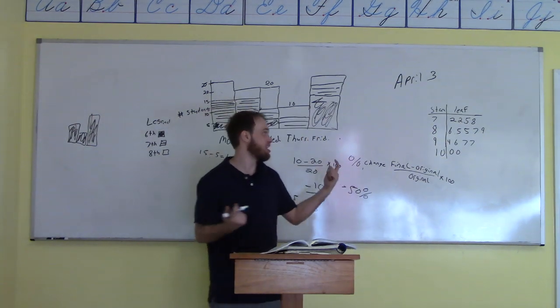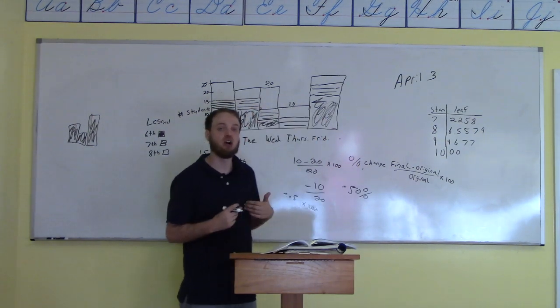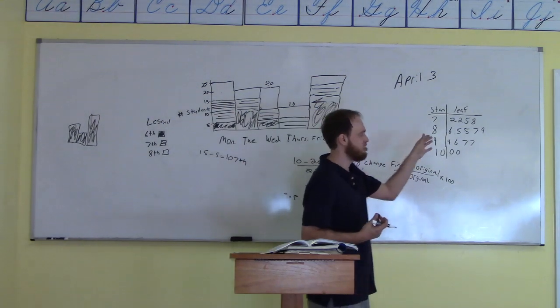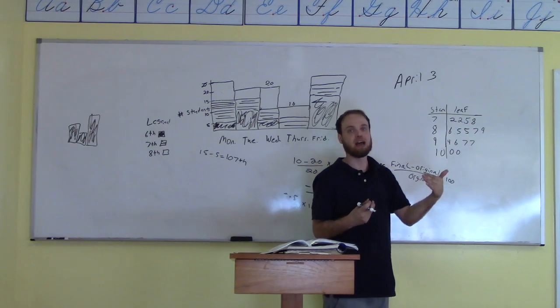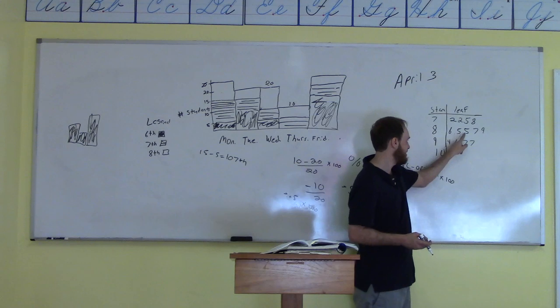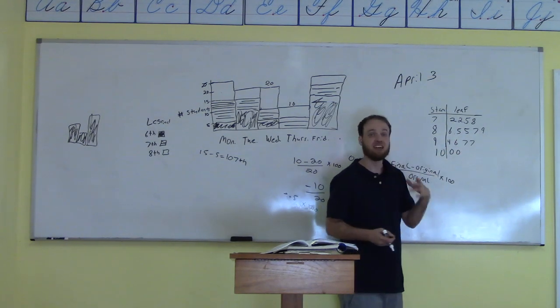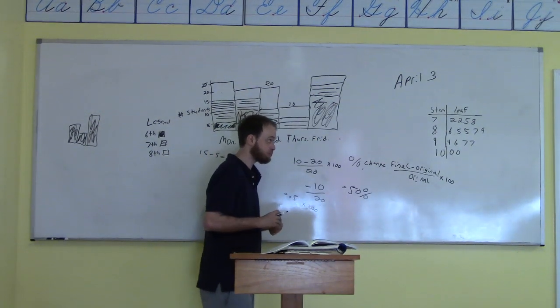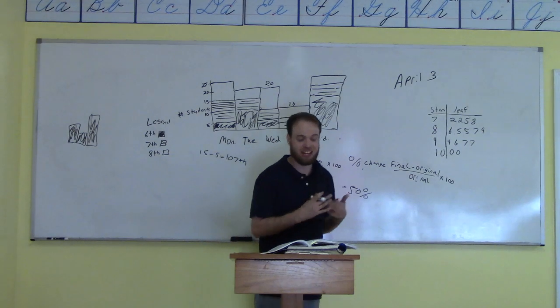If these were test scores and I wanted to know how many kids scored on the test, you would count up all the numbers in the leaf, and that would tell you how many there actually were. So notice there's 1, 2, 3, 4, 5, 6, 7, 8, 9, 10, 11, 12, 13, 14, 15. That means there are 15 total tests that were scored, 15 total students.